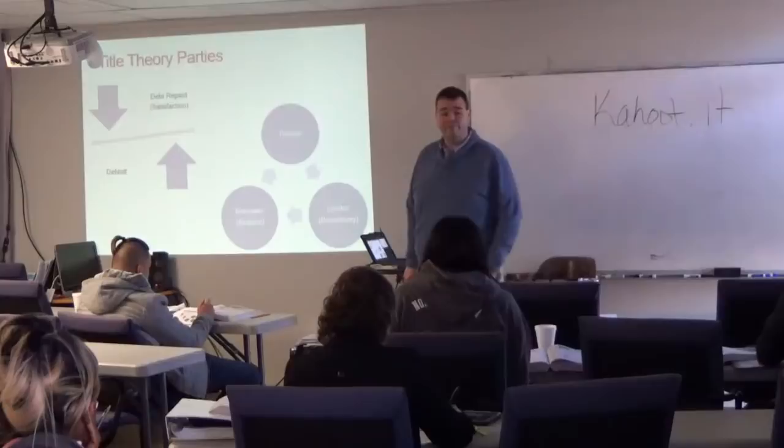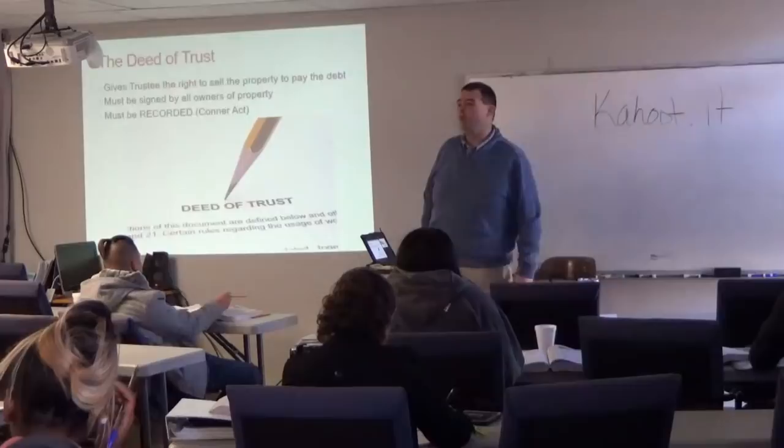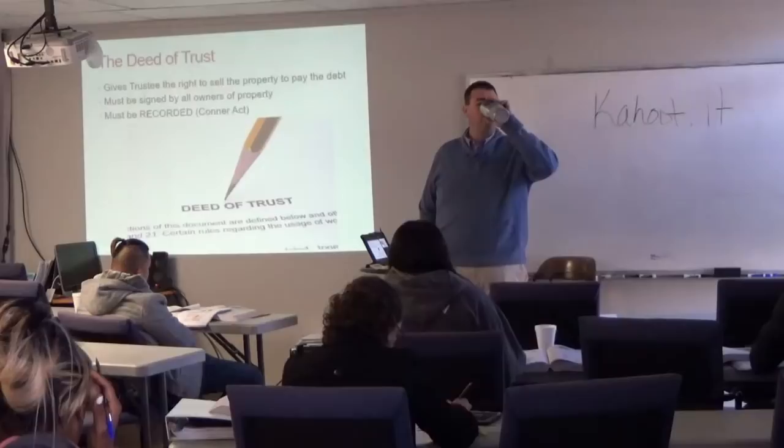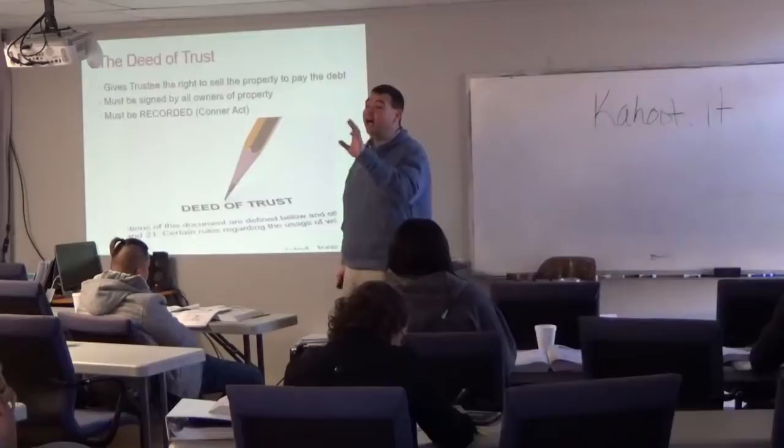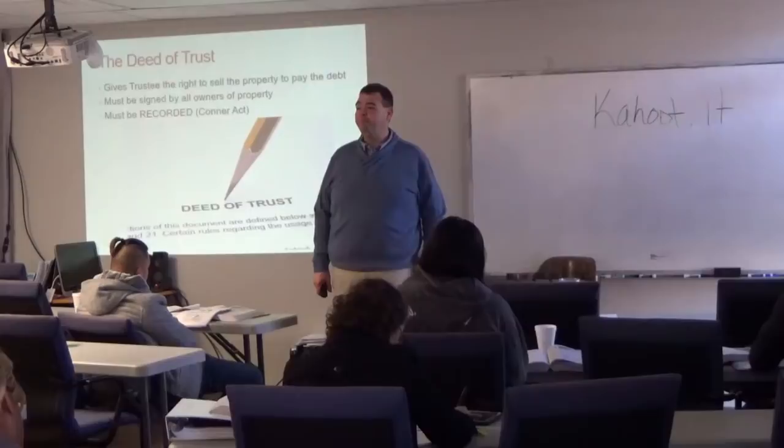Okay? So the deed of trust, we don't use mortgages in North Carolina. What did we say the mortgage was in a lien theory state? Collateral. It's the collateral. We still need collateral. We still need a document that gives the property as collateral. But in North Carolina, we don't call it a mortgage. We call it a what? Deed of trust. Because who has been placed in trust of it?